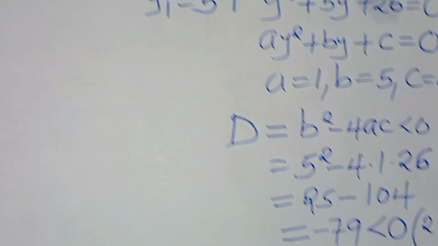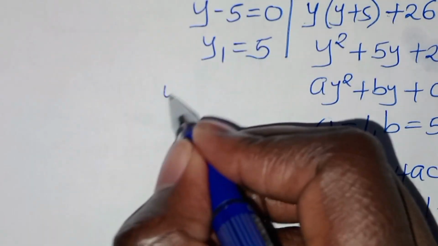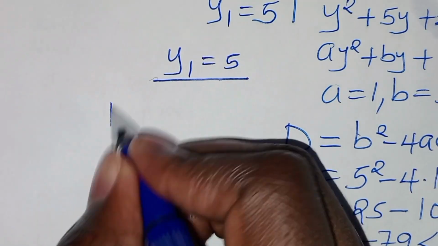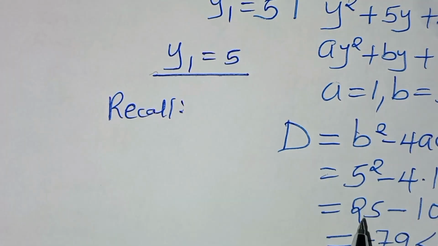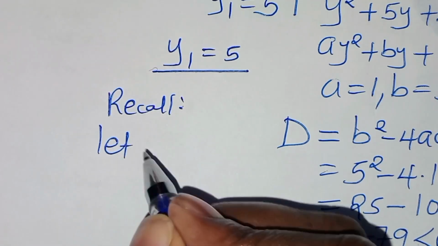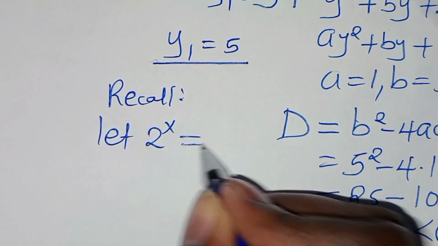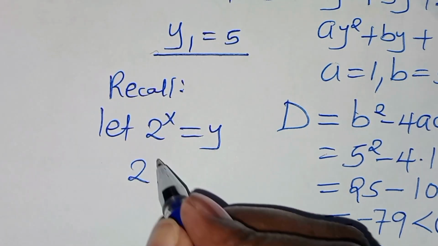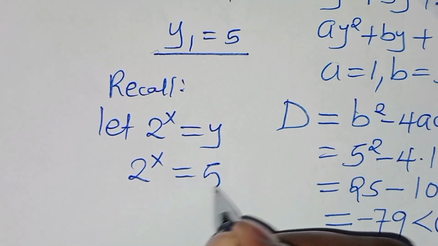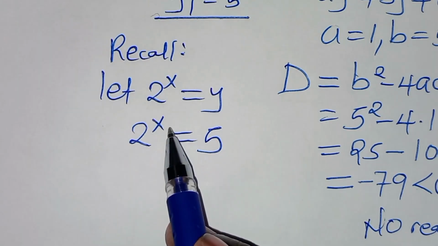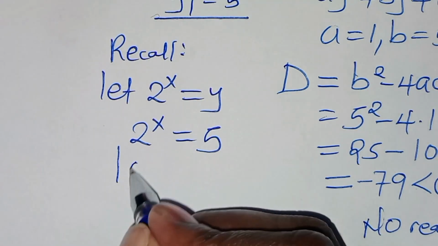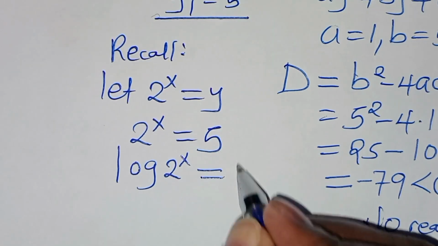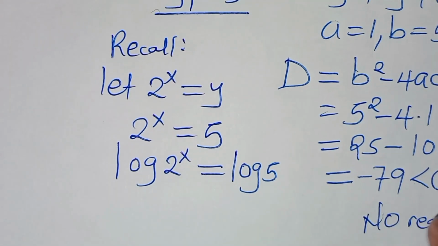So let's focus on y1. Remember here we have y1 is equal to 5. And if you recall from here, we have seen that let 2 to the power x be equal to y. Substituting the value of y here, we have 2 to the power of x. This is equal to 5. To solve for x from here, we introduce logarithm on both sides, so that here we have log 2 to the power x. This is equal to log 5.